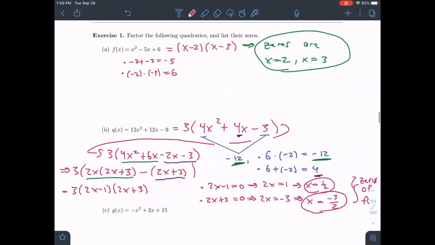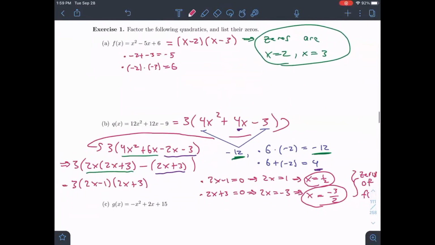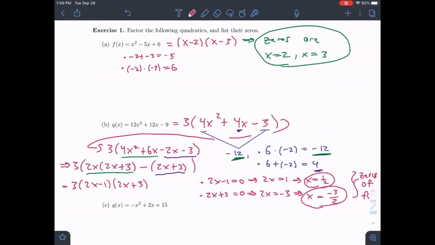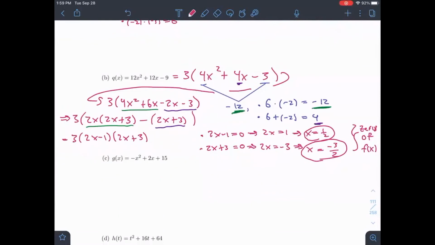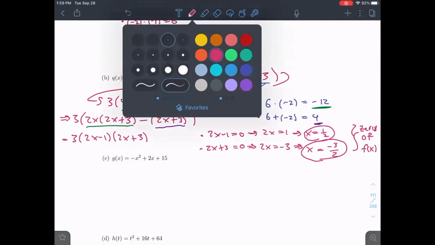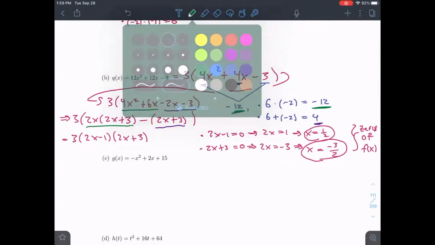Yeah, so this is really similar to what was done in example 5. Are there any questions about 1a or 1b? Okay. And it kind of looks like in the beginning that c is similar to b in that you have a coefficient on x squared that isn't equal to 1. But you can just factor out a -1 for part c to make life easier.